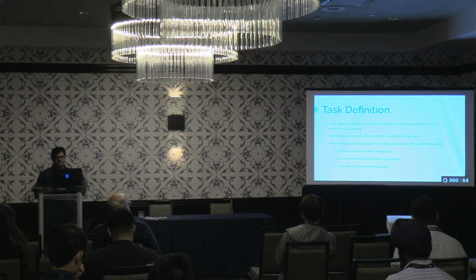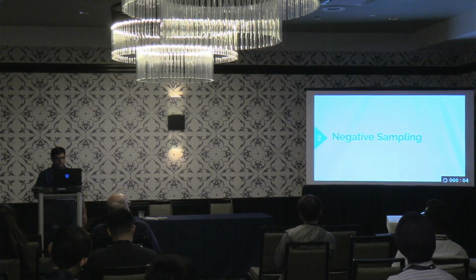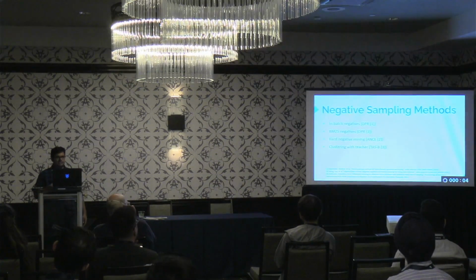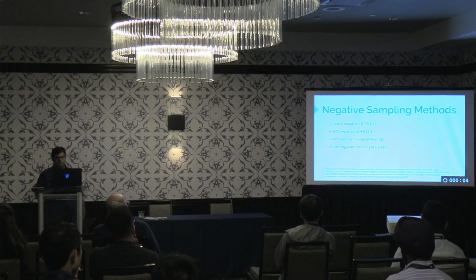And for each of these settings, we have multiple data sets, which we will see later on. Now let's take a look at the negative sampling methods that we look at in this paper. So first off, we have the most simple, straightforward method, which is in-batch negatives.